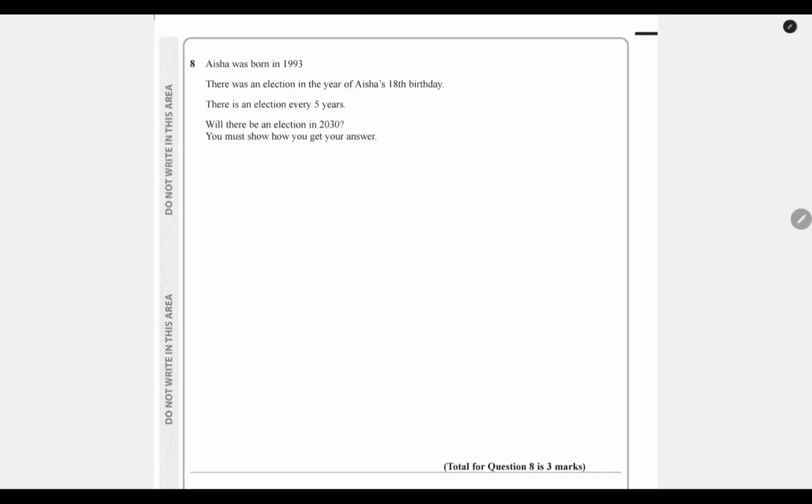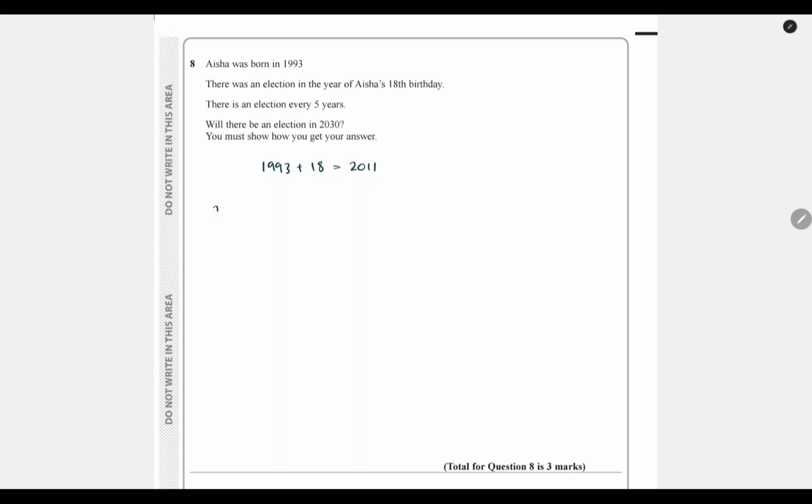Question 8 says, Aisha was born in 1993. There was an election in the year of Aisha's 18th birthday. There is an election every 5 years. Will there be an election in 2030? You must show how you get your answer. Well, the first thing that we can do is work out what the election year is. So that's 1993 plus the 18 years, and that gives us 2011. So we know that there's been an election in 2011, and there's an election every 5 years.